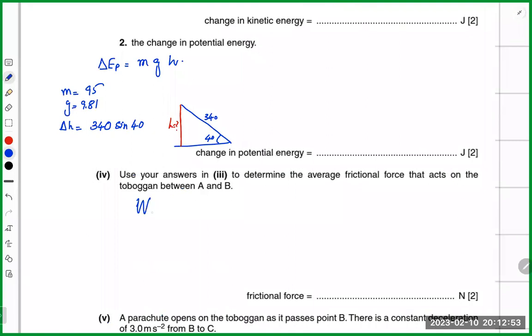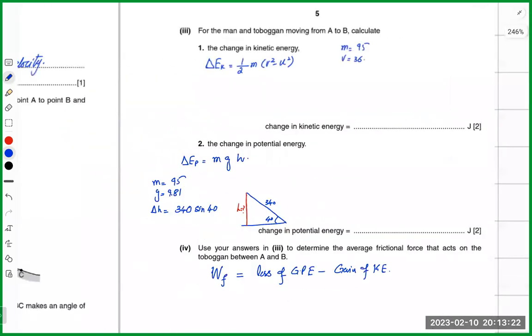Work done against friction equals loss of gravitational potential energy minus gain of kinetic energy. If there was no work done against frictional force, then loss of gravitational potential energy should be exactly equal to gain of kinetic energy. But the two answers that you'll get here and here, they won't match. The answers for 3.1 and 3.2 will not match.